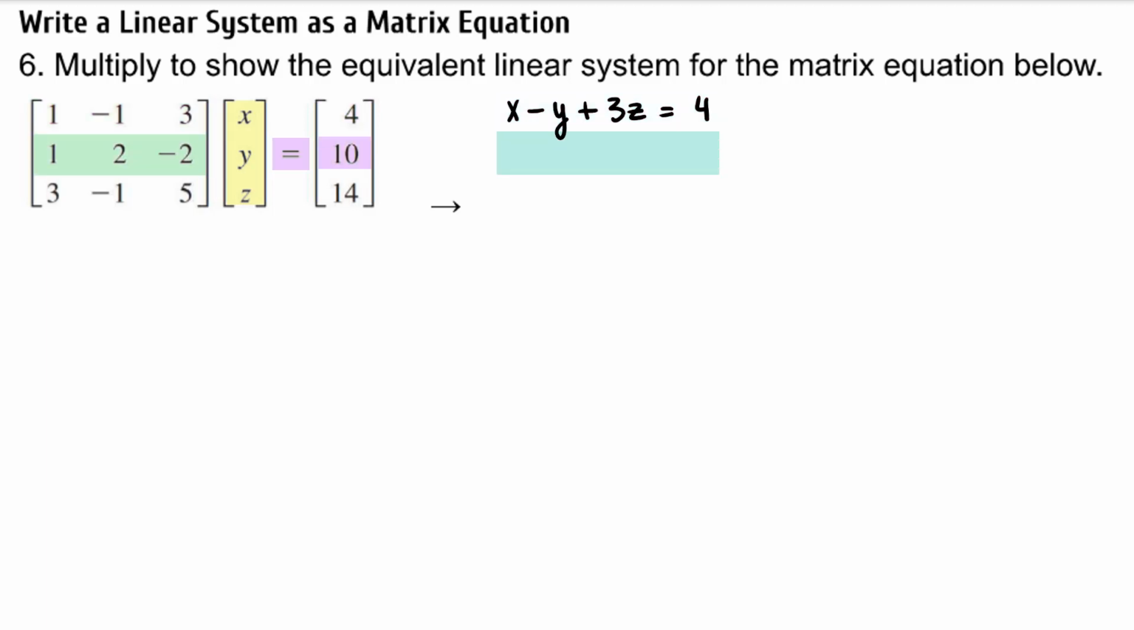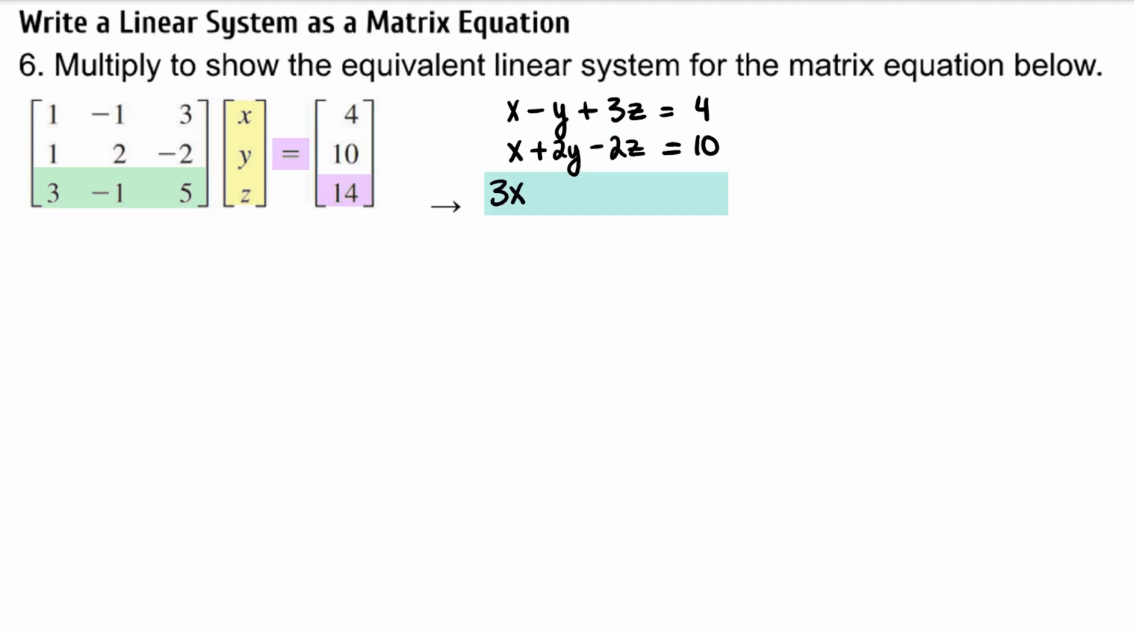For the second equation, multiply the second row by XYZ to get X plus 2Y minus 2Z equal to the result entry in the second row, 10. And for the final equation, multiply the third row by the column matrix XYZ, resulting in the inner product of 3X minus Y plus 5Z, and that is equal to 14.